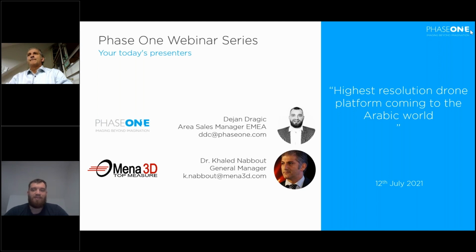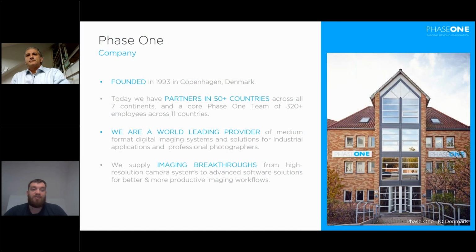I will proceed with a short introduction about Phase 1. So Phase 1 as a company was founded in 1993 in Copenhagen in Denmark. We are working worldwide and we have partners in more than 50 countries across all 7 continents. And our team is growing by the day. So today we are counting more than 320 employees that are distributed in more than 11 countries.